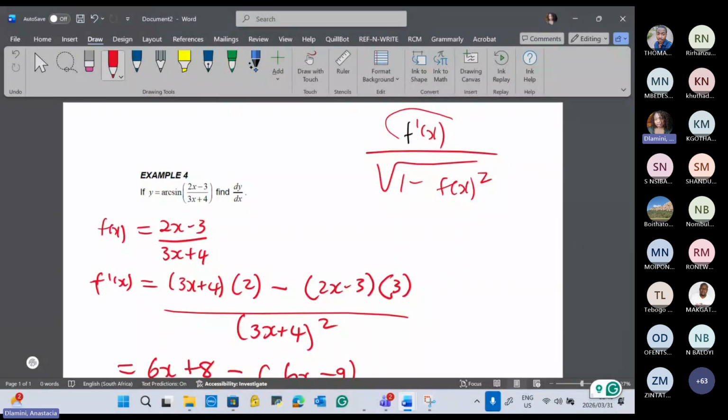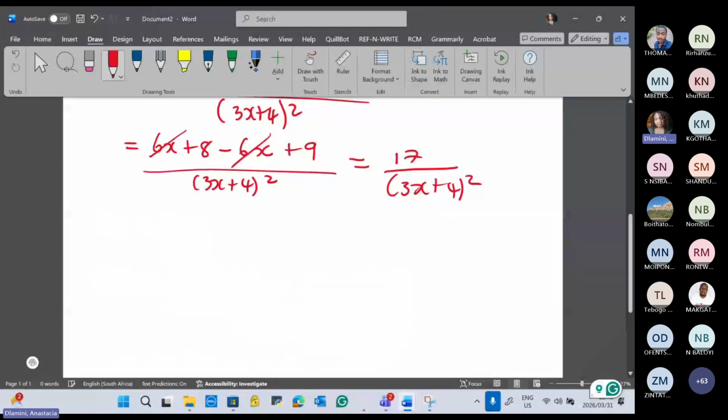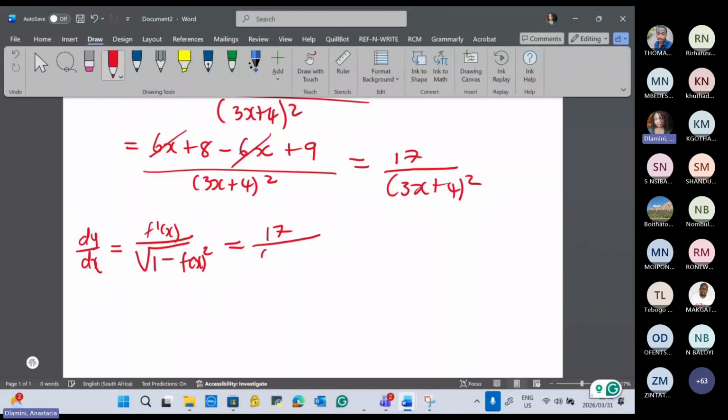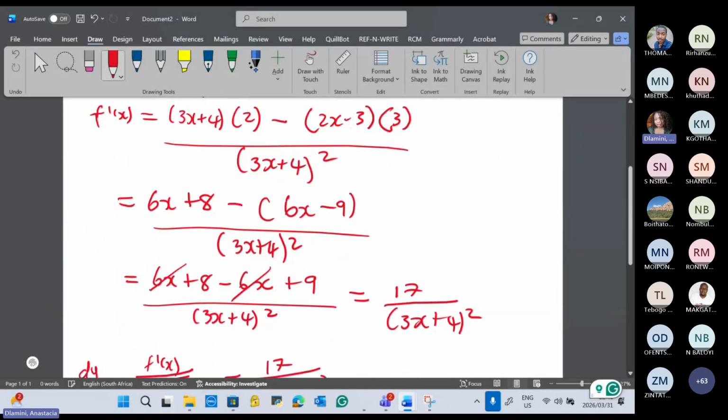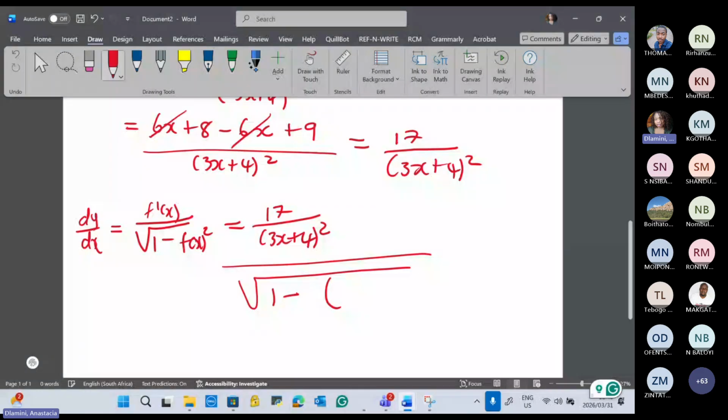Let's go to the denominator then. So the denominator is what? We can write dy over dx is equal to f prime of x over the square root of 1 minus f of x squared. So the derivative is 17 over (3x plus 4) squared divided by the square root of 1 minus, what is it? (2x minus 3) over (3x plus 4), squared.